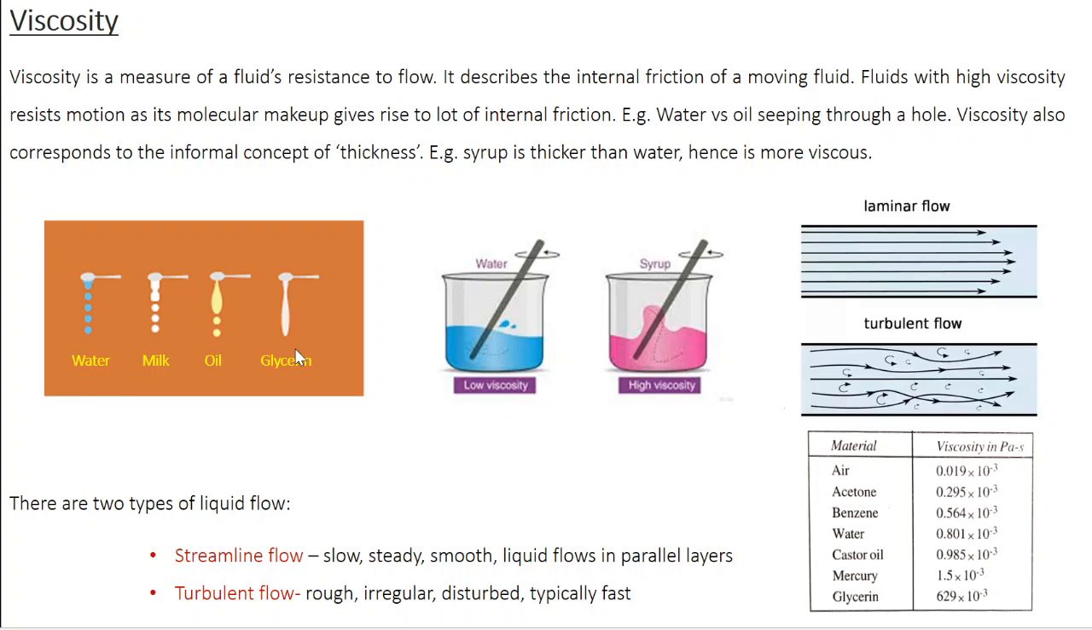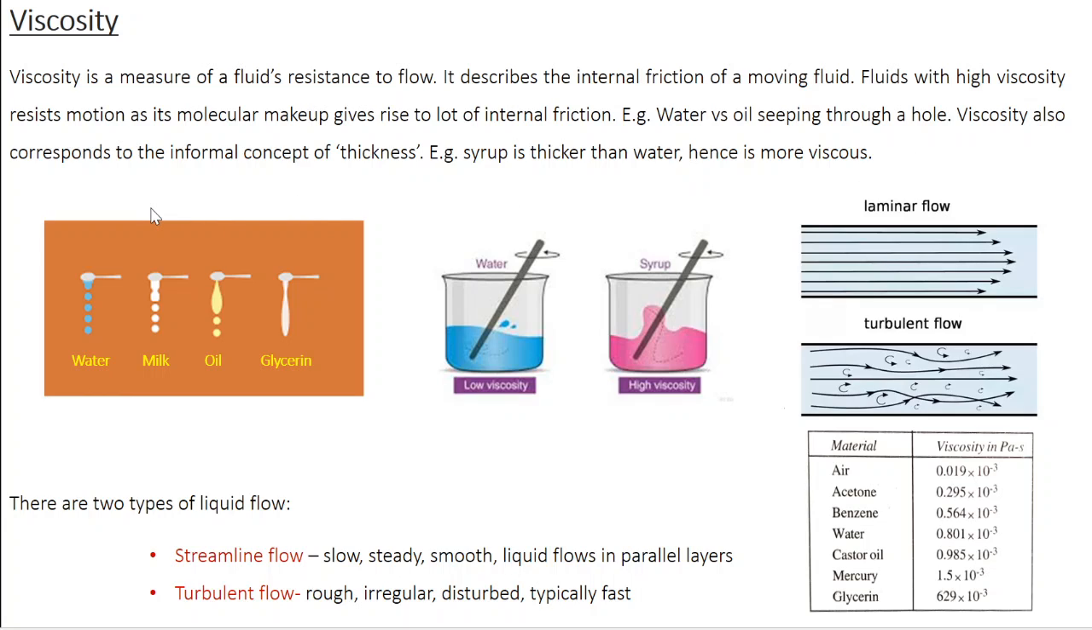If you take another liquid known as glycerin, you will find that the flow is much more restricted, because if you look at this table, the viscosity of water is 0.8 into 10 to the power minus 3 Pascal second, whereas the viscosity of glycerin is much higher. So that's why, compared to the free flow of water, the flow of glycerin is much more difficult.